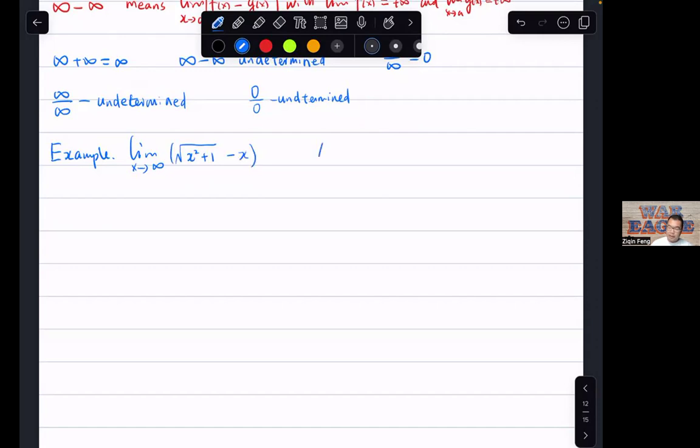Now you can see that as x goes to infinity, the square root of x squared plus 1, imagine that. Sometimes you do have to think about plugging in positive numbers, x getting larger and larger. This for sure goes to infinity, right? And the second term, x, also goes to infinity. This is clearly an undetermined form, which is infinity minus infinity. Now, how do we do that? We cannot plug in infinity. You can only plug in finite numbers, right?